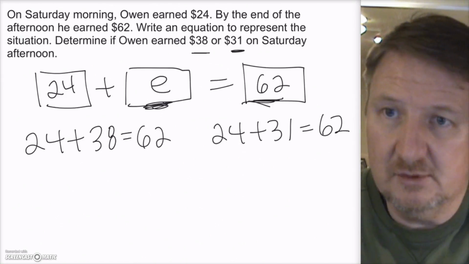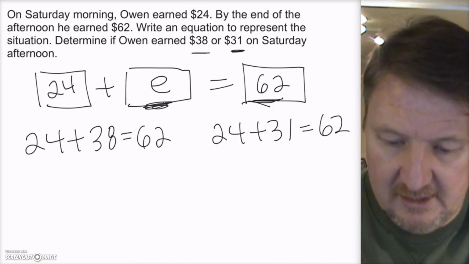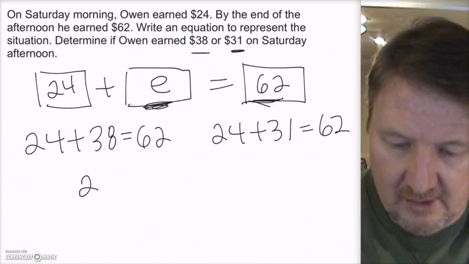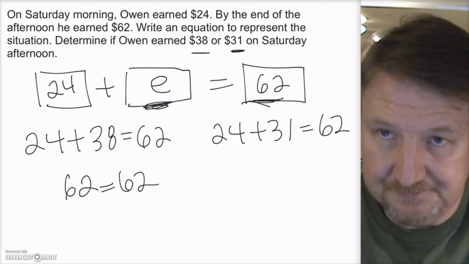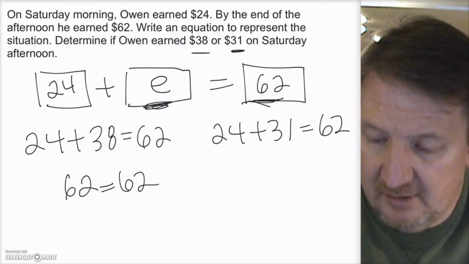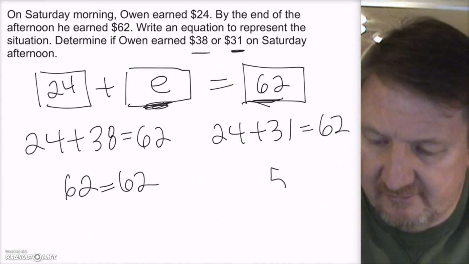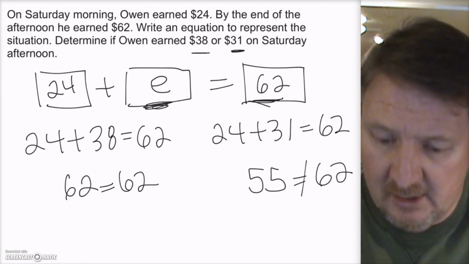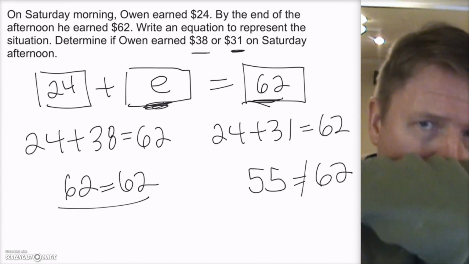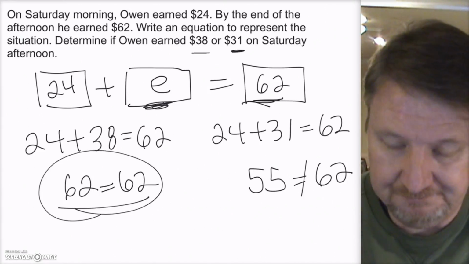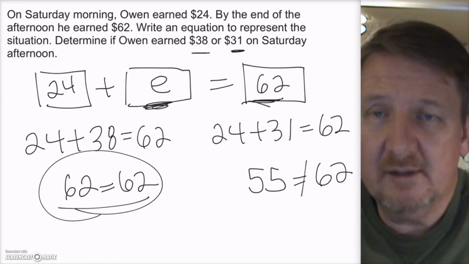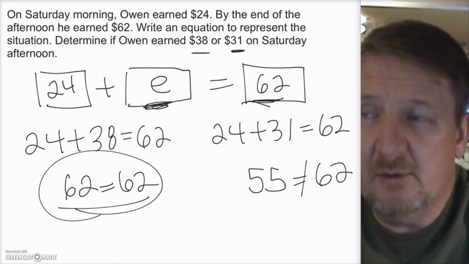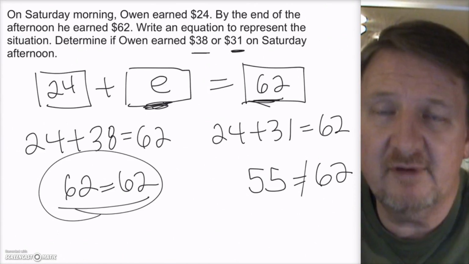All right, let's start with this one on the left. So 24 plus 38, 8 and 4 is 12, carry the 1, and that would be 5, that would be 62. Well, it looks like that's our answer, okay? Because if we do it over here, we get 1 and 4 is 5, and then 2 and 3 is 5. So that's $55, so that doesn't work. So our answer is $38. All right, so that's a real quick description on how to set up an equation and solve and figure out what the value of the unknown is.